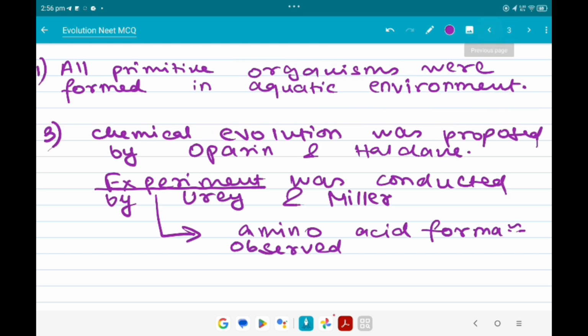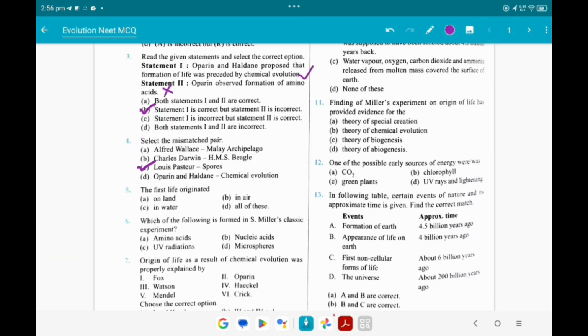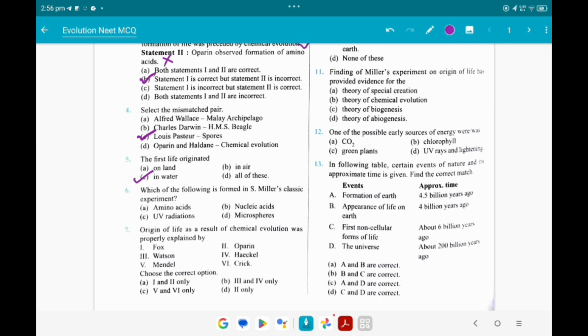So on the basis of that, our option C is the only contradicting one. The first life originated in water, as we saw in the first question only. Which of the following is formed in S. Miller's classic experiment? This is also an easy question, and it's amino acids, if you recall the chapter.